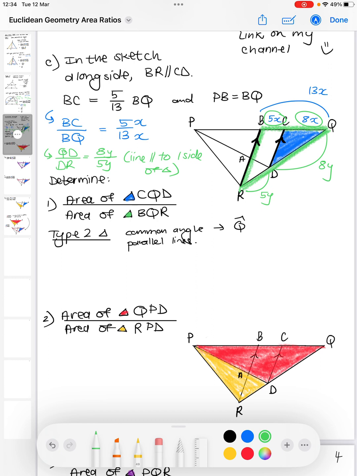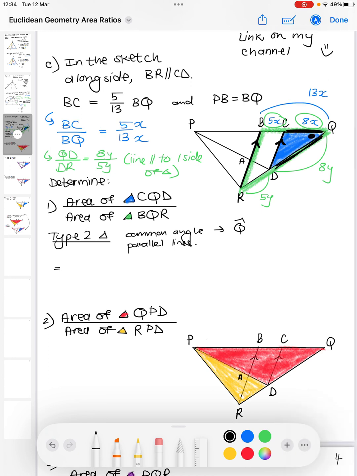Great, so it's type 2, and if that is the case, it means that I will take the sides of my green triangle adjacent to the common angle, and that would be the 8x and 8y. I would multiply them together. Let me use the colors. 8x times 8y, over, so that's for my small triangle, the blue triangle, over the big triangle BQR, that's my green triangle.